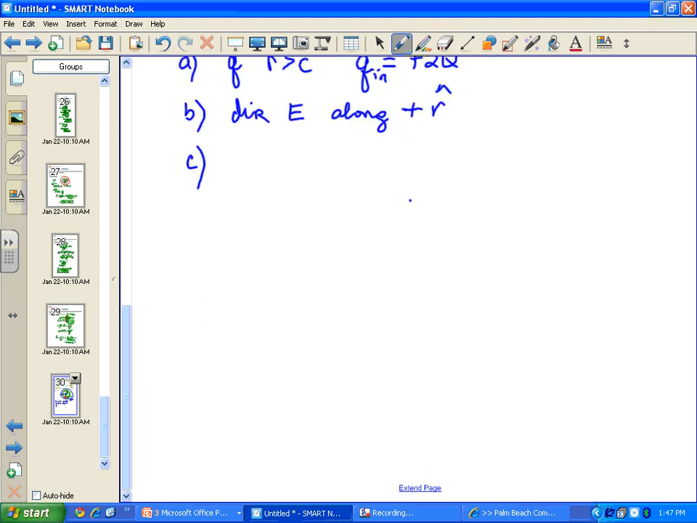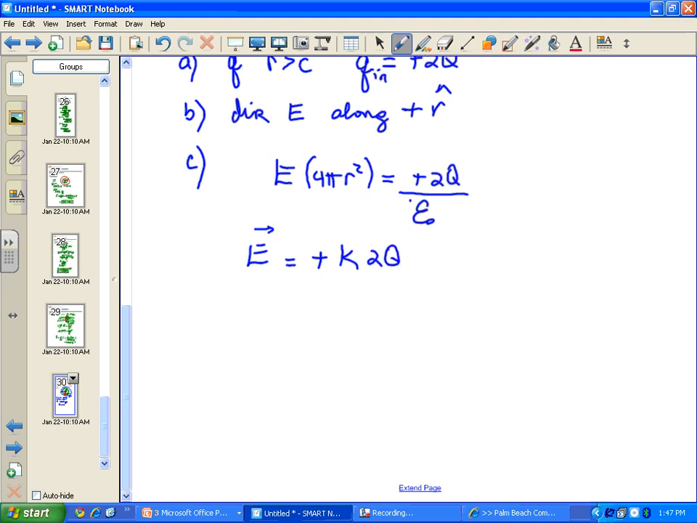So, in part C, we're asked to determine the value of the electric field. Let's just work with Gauss's law. We know that the area of the Gaussian surface is 4 pi r squared. We know the charge inside is plus 2q divided by epsilon naught. Now we're ready to write E as a vector. 4 pi epsilon naught is k. E, therefore, is equal to plus k times 2q divided by r squared. We're going to leave this in symbolic form because there's an r hat vector here, and they didn't actually give us any numbers to work with. So that's the electric field for r greater than c.